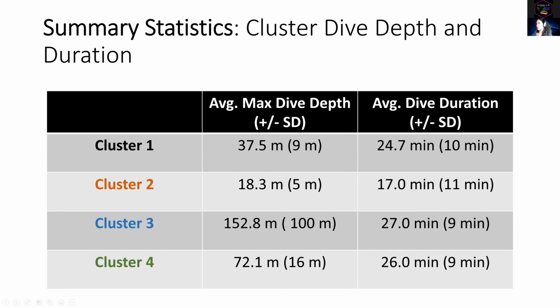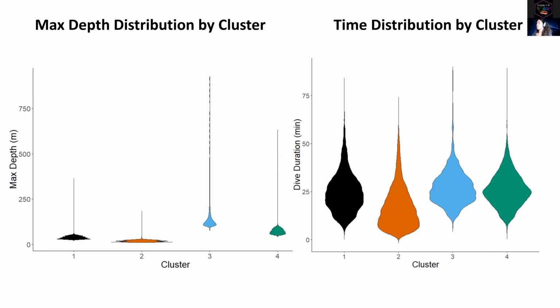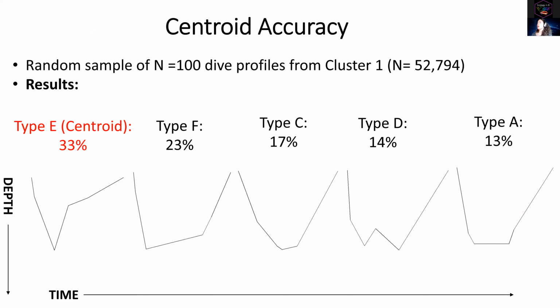But I have some violin plots here to visualize that. For the maximum dive depth, there are definitely differences between the different clusters. There are more minimal differences in the dive duration between these different dive categories.